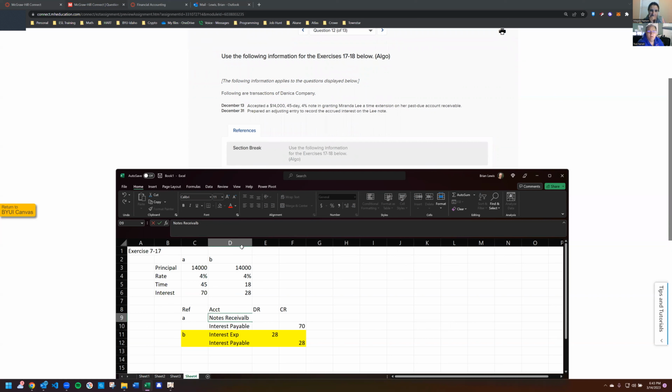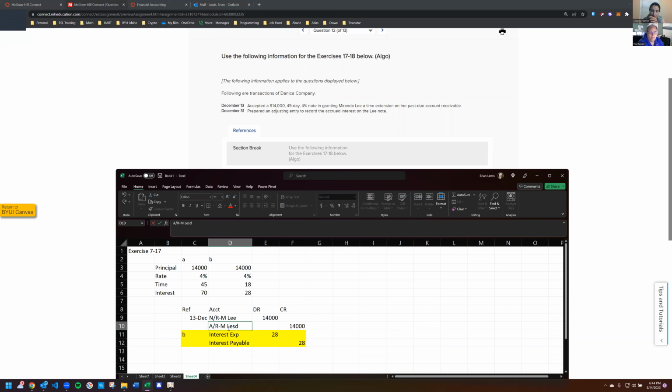So on December 13th, $14,000 note. Got it. Okay. So on 12/13, you have the note receivable for M. Lee for 14,000, and it's going to be a cash on this side, right? Accepted a $14,000 45-day 4% note in granting Miranda Lee a time extension. Oh, that's not it. On her past due receivable. So accounts, I think, receivable. Sales, but I don't know.